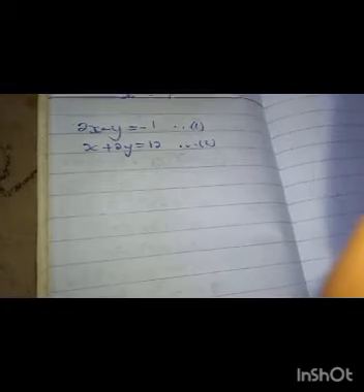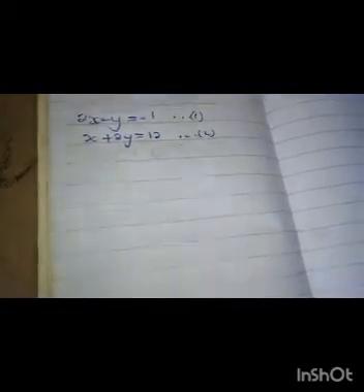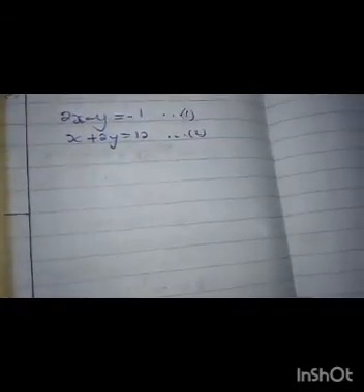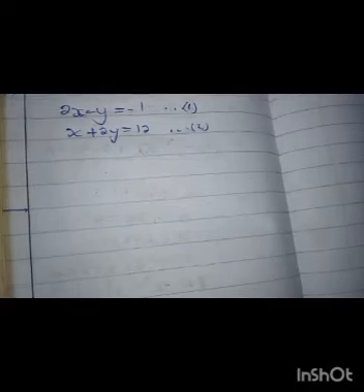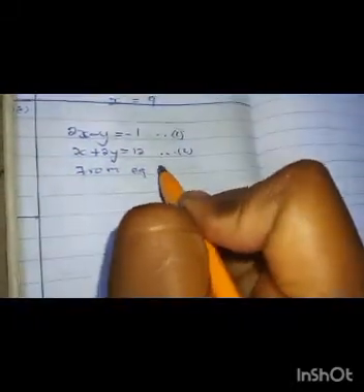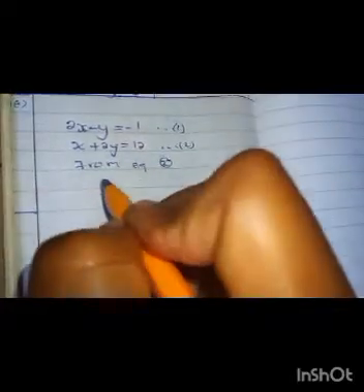Okay guys, this one they want us to solve for x and y. We can use two methods: the elimination method or the substitution method, but we're going to use the substitution method. We're going to choose one equation and make one variable the subject of the formula. So let's choose equation 2. From equation 2, we want to make x the subject.